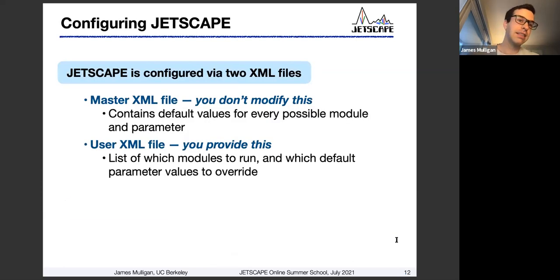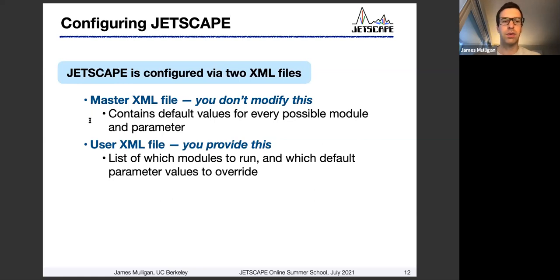So after the installation phase, once you have JETSCAPE installed, you need to configure JETSCAPE. To do that, there are two different XML files used in this configuration process: the so-called master XML file and the so-called user XML file. The master XML file is one that you should never modify. It is like a database of all the possible parameters and all the possible modules that JETSCAPE contains. It contains default values for every possible module and every possible parameter.